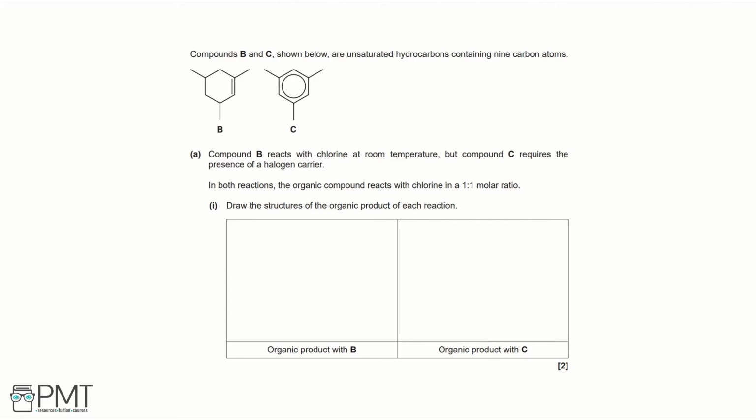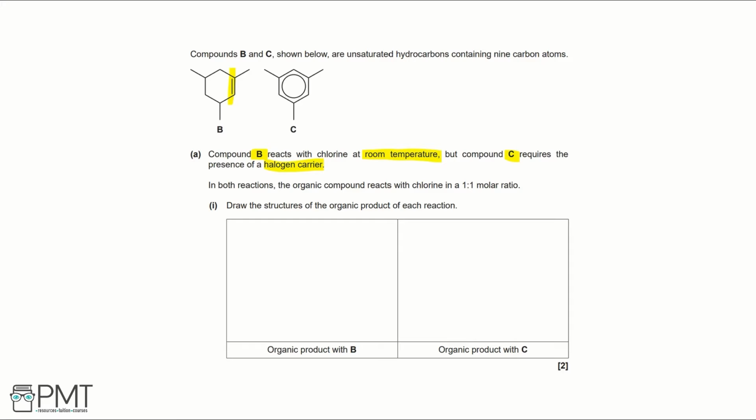So, firstly, the difference between B and C when they react with chlorine is B can react at room temperature, but C needs a halogen carrier. And that's because of the different functional groups in the two compounds. So B has an alkene group, so a carbon-carbon double bond.